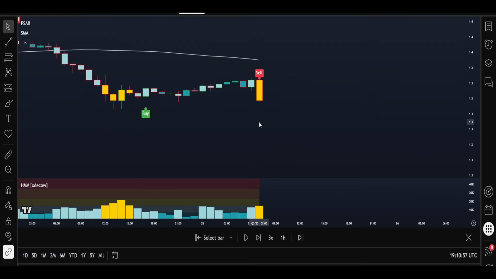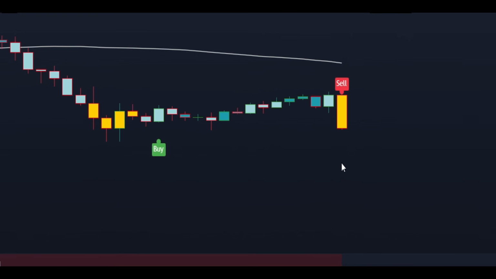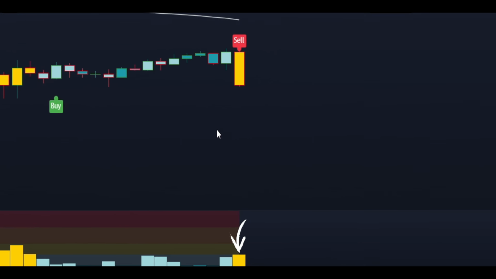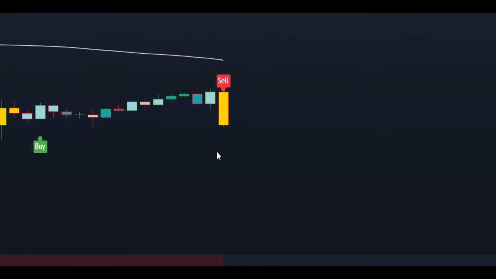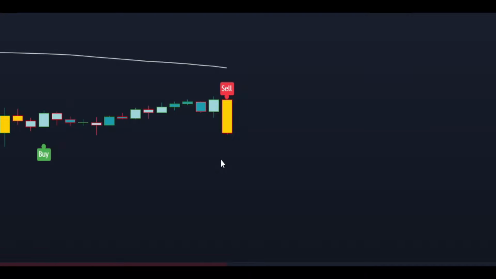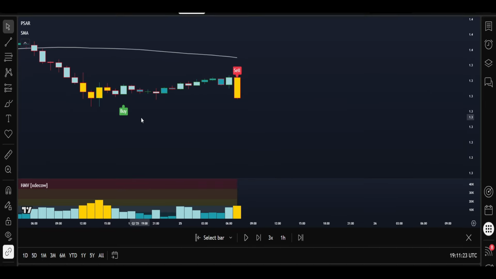Short example. Price trades below the 60 MA for several bars. Bearish bias confirmed. A small bounce retests the average from underneath and stalls. Our signal candle prints yellow on the heat map, which is medium volume. On that same candle, the Parabolic SAR prints a sell signal. Conditions hold into the close, so we enter short on the next open.